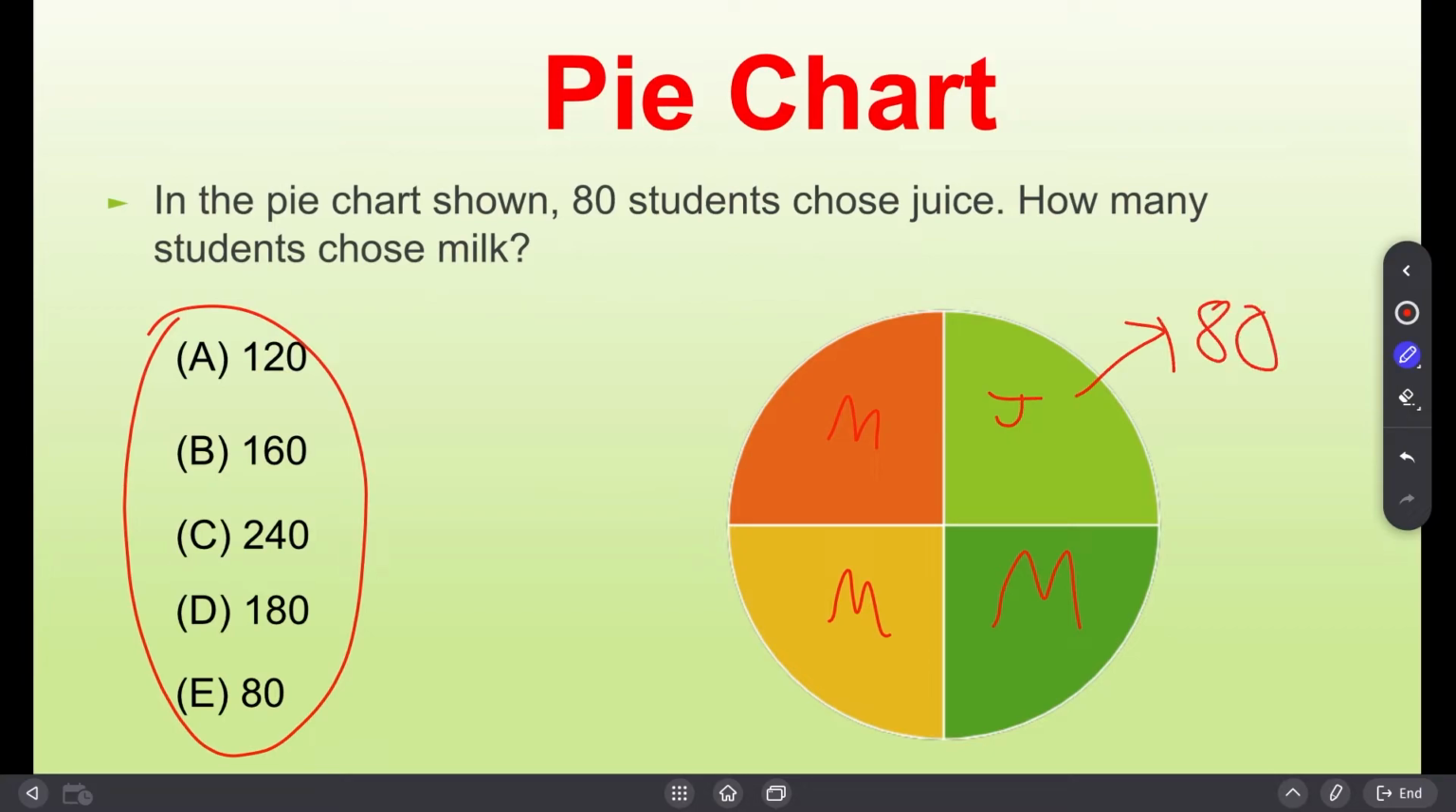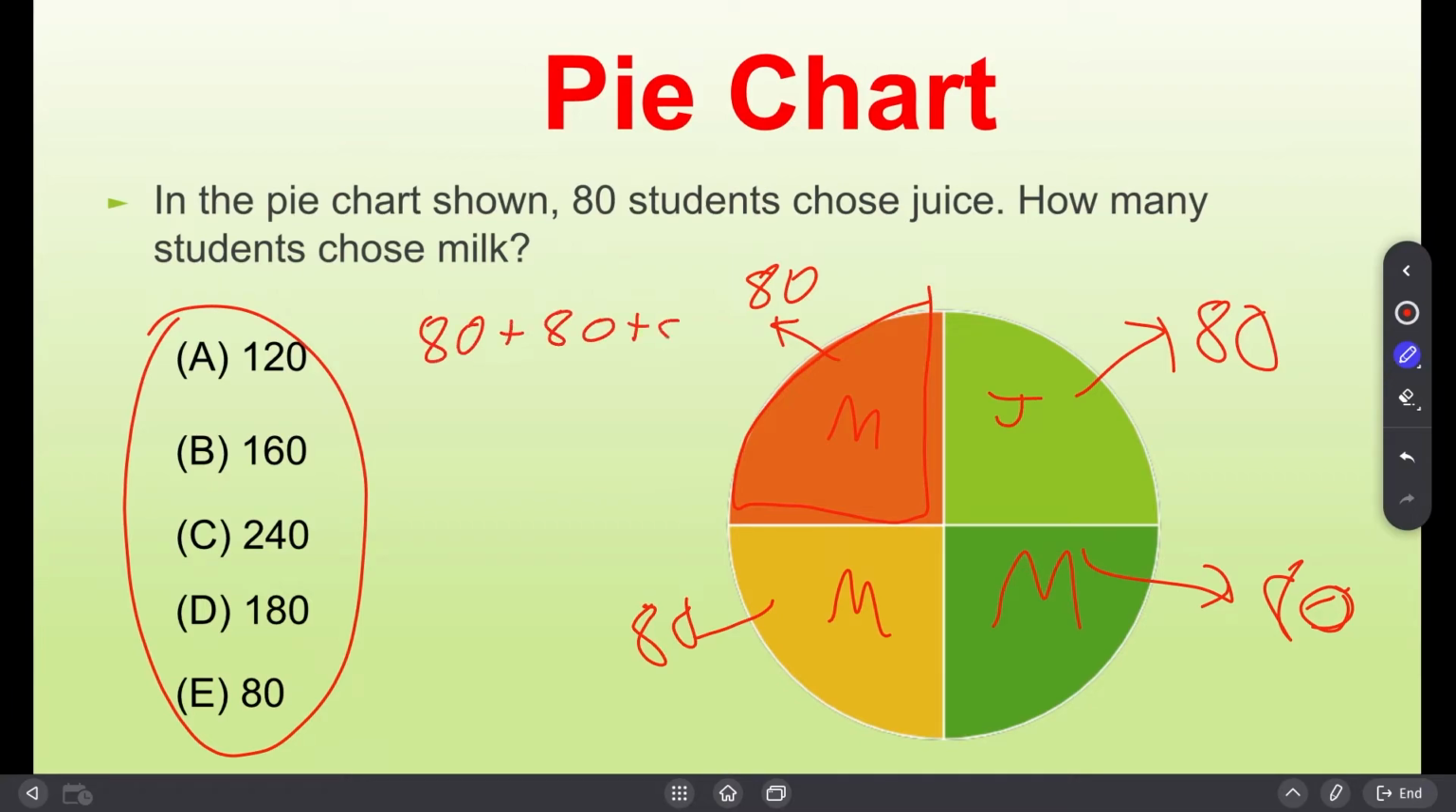So then we're going to know that this M here, this side here, is also going to equal 80 here. And then we're going to know that this one's also equal to 80. And then this M here is also going to equal 80 as well. So since we know that all of these are equal to 80, we just need to know how much the milk will be. So what we first can do is 80 plus 80 plus 80, because we have 3 80 sides for the milk, so we can just add these all together, which is equal to 240.